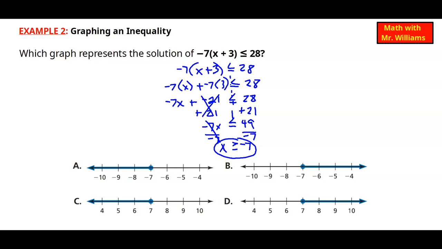So let's look at all our answer choices. We have A, B, C, and D. I'm looking for one with a negative 7 in play. So C and D are out because you can see they have the positive 7 in play. So the only options I have are A and B. I see that x has to be greater than that negative 7. So I know my arrow has to be pointing to the right side. So the only option I have is B for my answer.